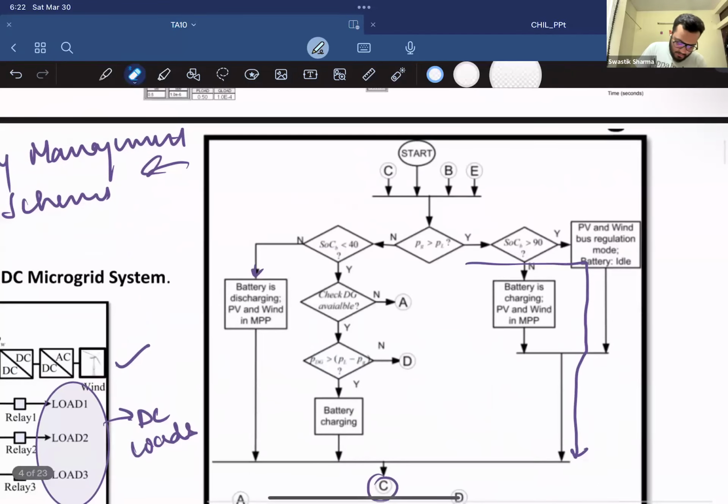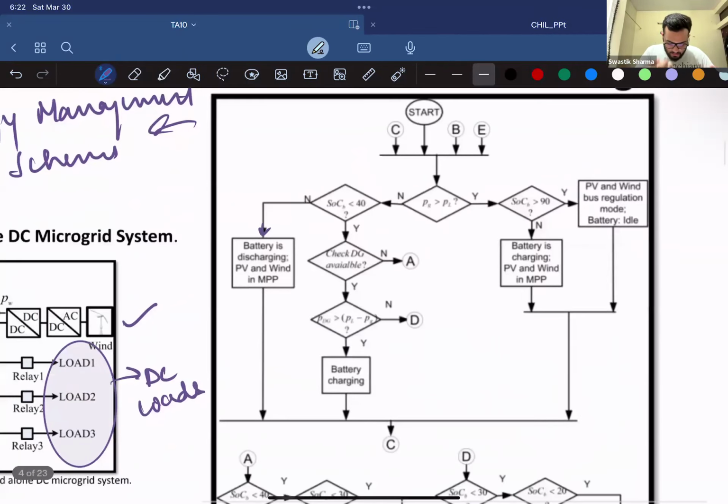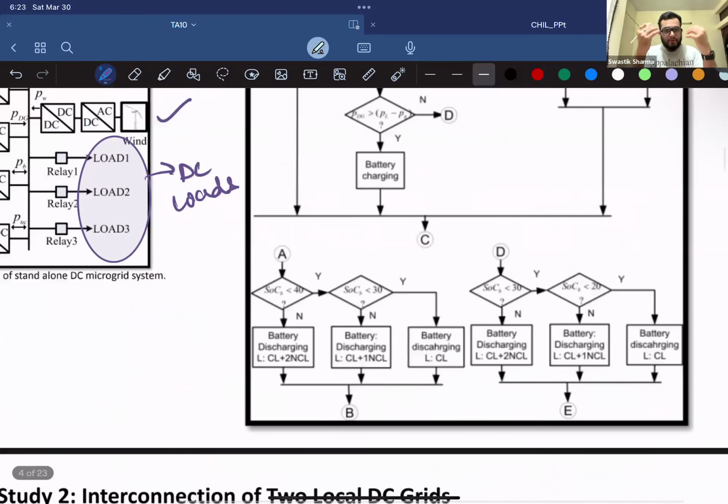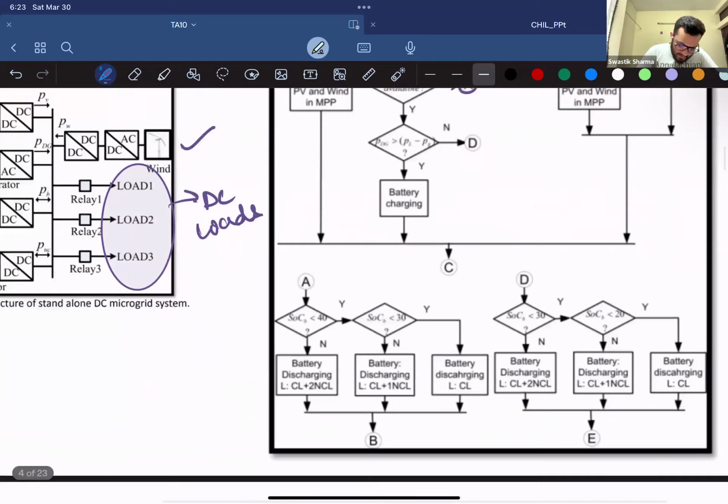Oh, C is just starting. So what you do, you just keep on checking what is left and what kind of energy management scheme you could use. So you check everything again. Let's say the DG is not available. So who would be responsible to supply the remaining amount of power, the deficit? So you check your battery SOC again.